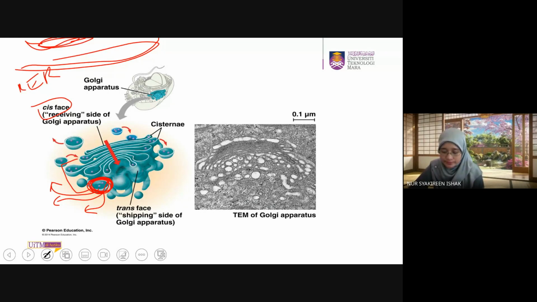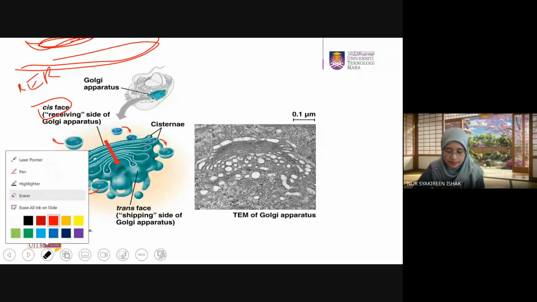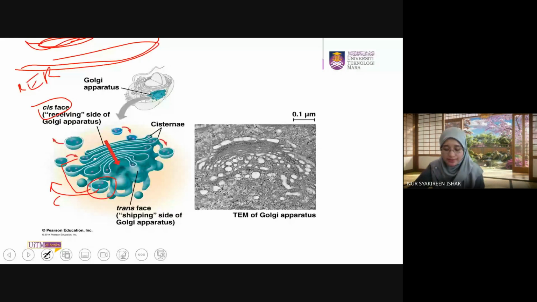As you can see, another region here is the trans phase. The trans phase faces the plasma membrane, ready to accept or fuse with the transport vesicles. So if I were to draw this clearly, this is the transport vesicle or secretory vesicle, and then it goes to the plasma membrane, fuses with the plasma membrane and releases the product out of the cell.